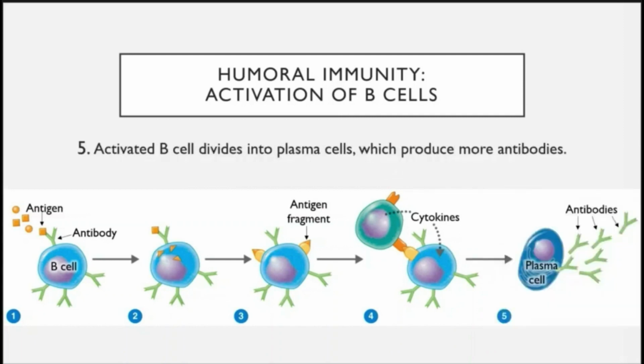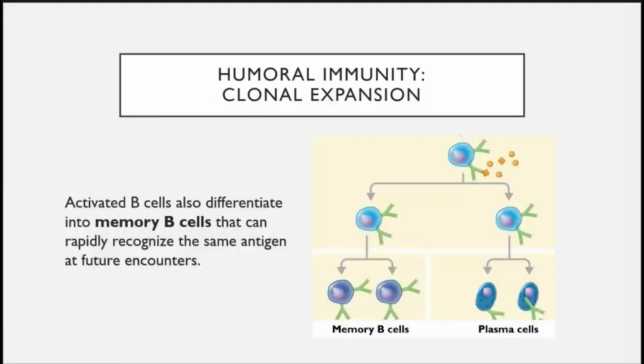Once the B cell becomes activated, it divides into plasma cells. Remember, we said that B cells and plasma cells can produce antibodies. These plasma cells then produce much more of those antibodies. So that is activation. Now let's discuss clonal expansion.